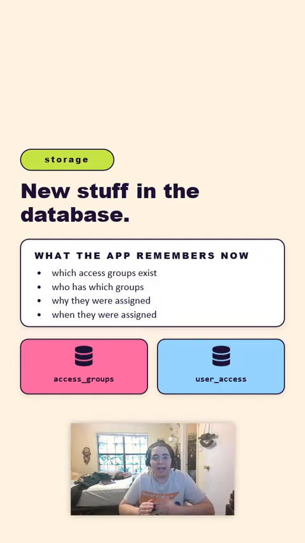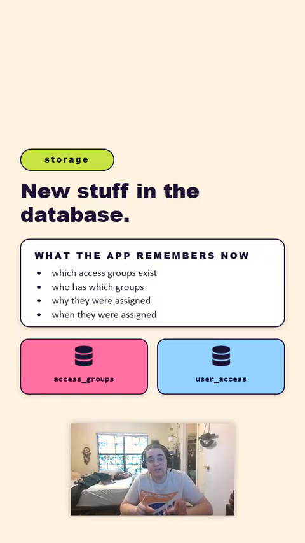Every time the app assigns a group or pulls one back, it stamps the moment it happened, which means the database is not just a snapshot of right now, it is also a record of how things got to be the way that they are. That matters because in the real world, access has to be explainable. Six months from now, somebody might ask why a particular person ever had a particular permission, and the system needs to be able to show its work.